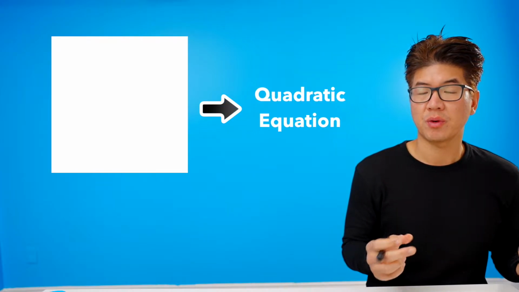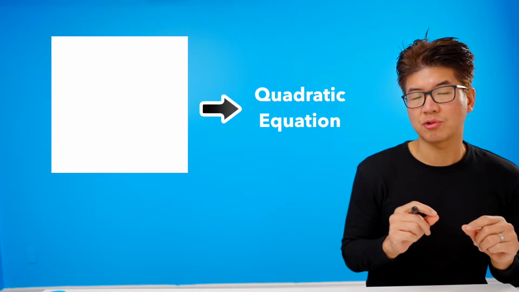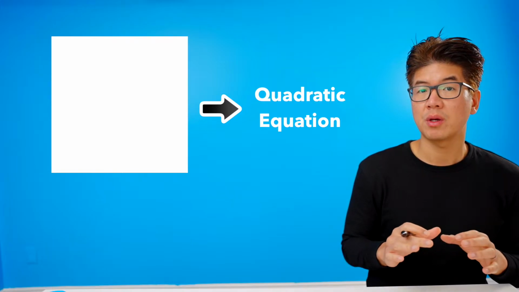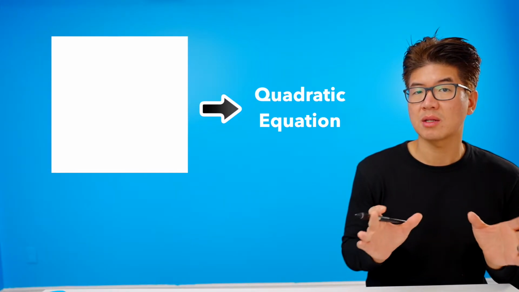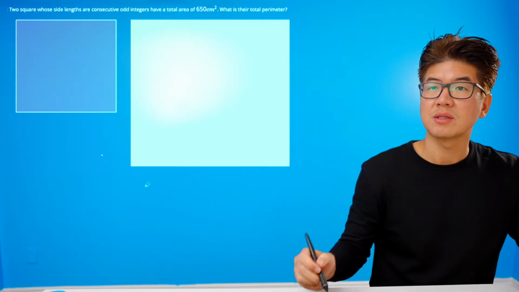Okay, let's do a problem where we can model area with a quadratic. This is going to be a little bit tricky. There are some tricky words in here, but they're very common. You see tons of problems like this in school. Let's take a look. Here it is.